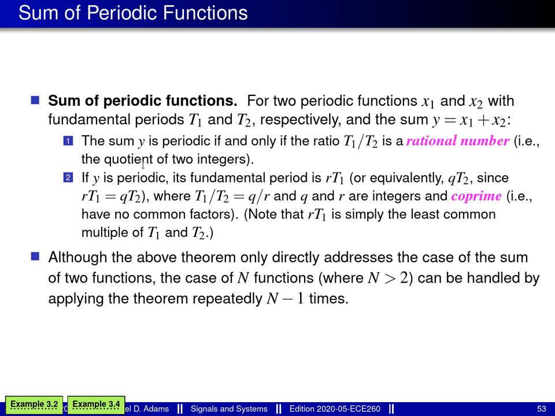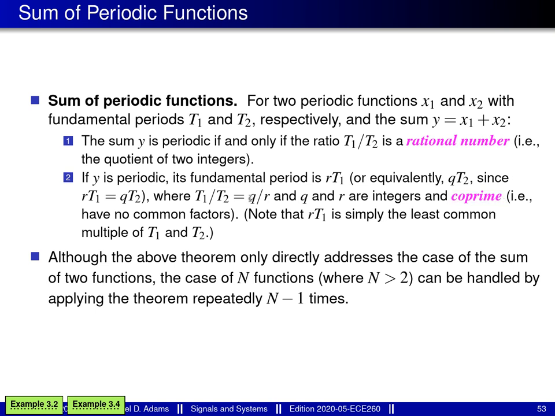Now, if the sum of the two functions x1 and x2 is periodic, in other words, if y is periodic, this theorem goes on to say what the fundamental period of y actually is. And in particular, the fundamental period of y is given by R T1, or equivalently, it can be computed as Q times T2, where Q and R are defined by this relationship here. In other words, Q and R are simply the ratio of T1 over T2 expressed such that Q and R are coprime. In other words, they have no common factors.